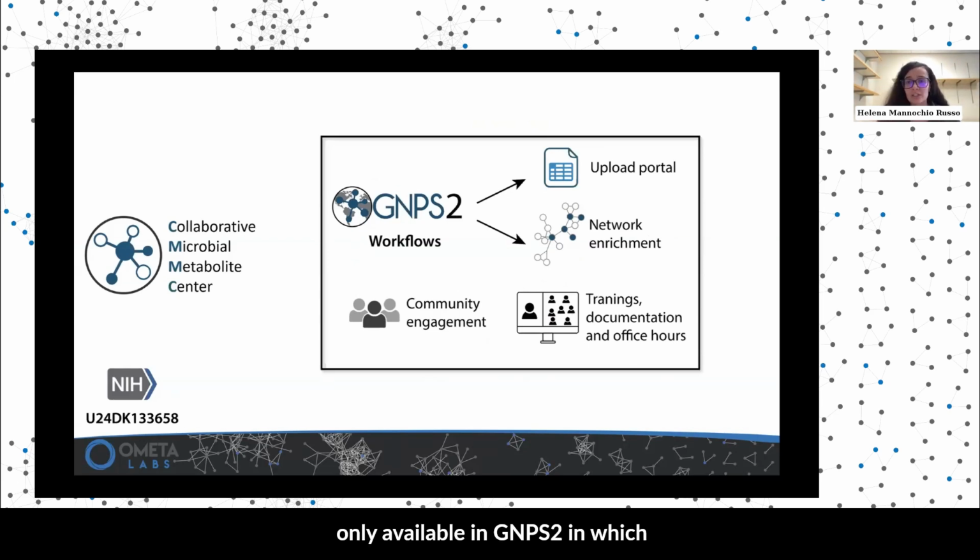Currently, they are only available in GNPS2, in which people can upload information about microbial metabolites into a knowledge base that we are building. And we are also performing downstream analysis with the molecular networks as well, in which we can, for instance, color our nodes based on the reports of microbial metabolites that have been annotated in your searches.